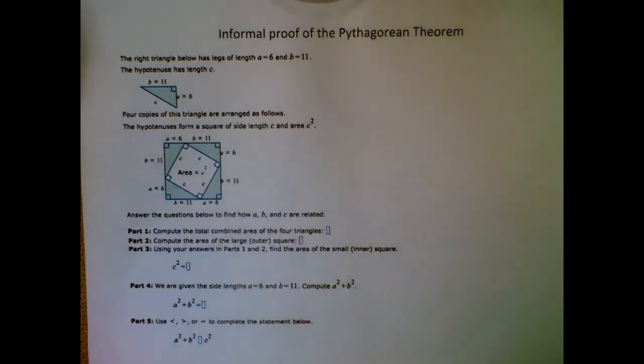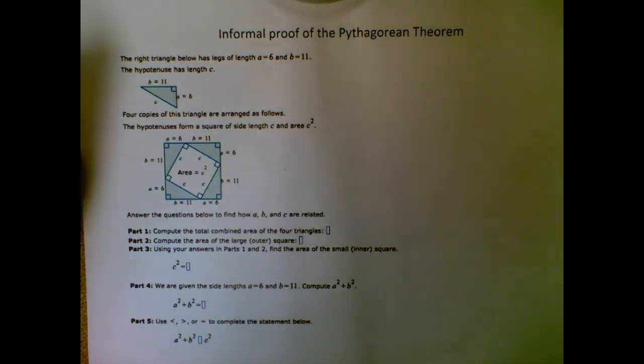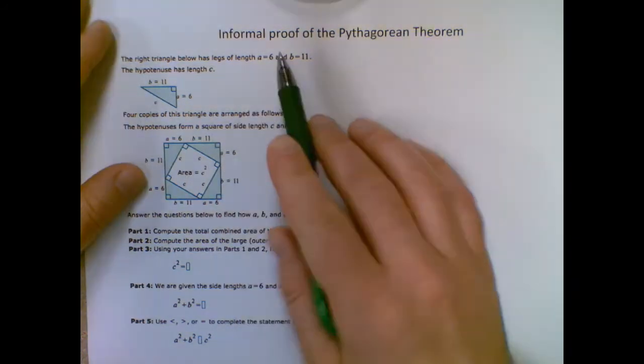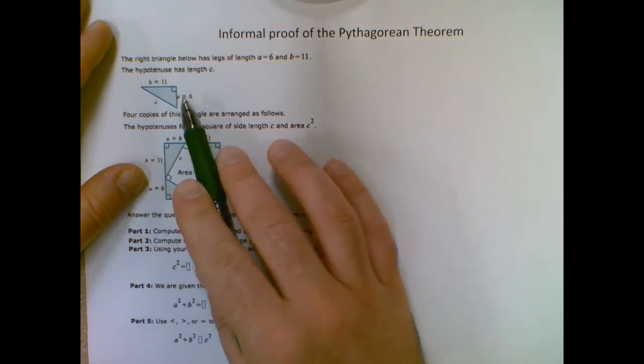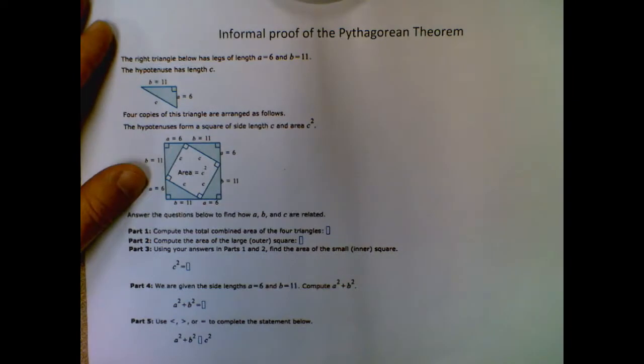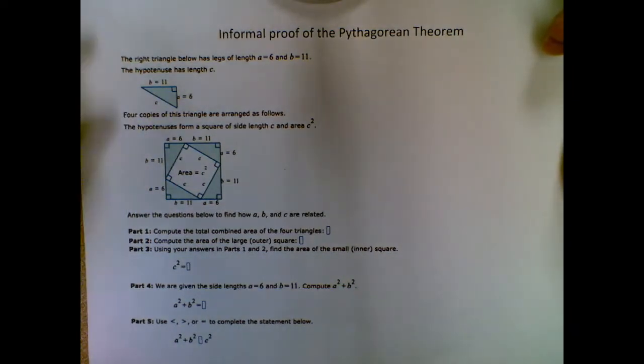Hello everybody, so this is Mr. Bowman. We're going to be looking at the ALEKS topic, an informal proof of the Pythagorean theorem. So we know the two sides of our right triangle here. We have a leg of 6 and a leg of 11. And we're going to try and find that hypotenuse.